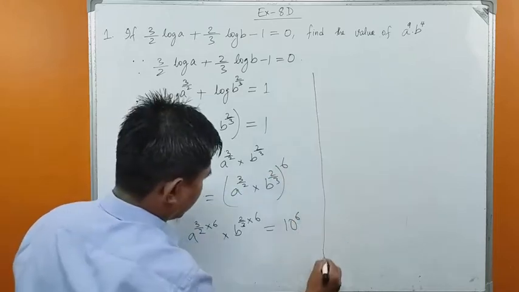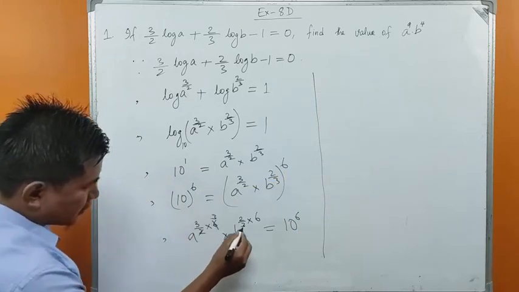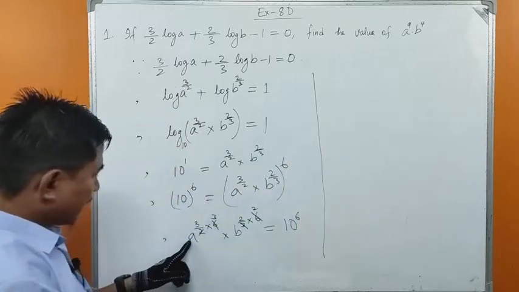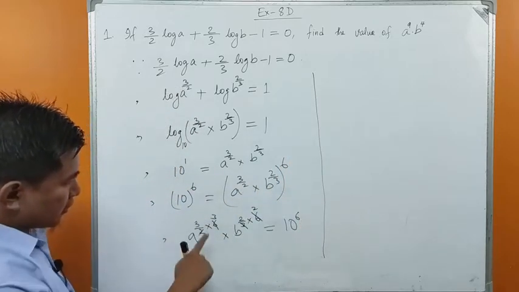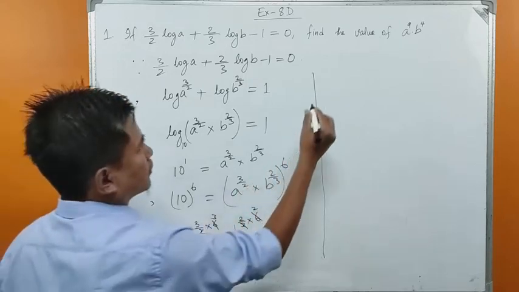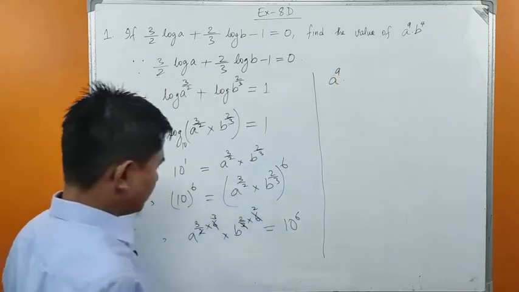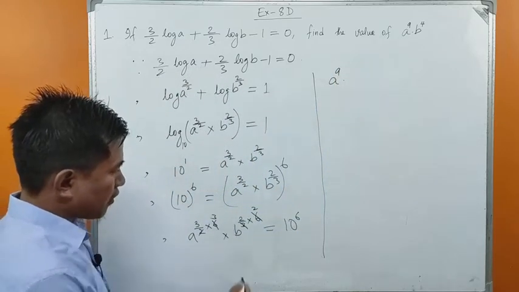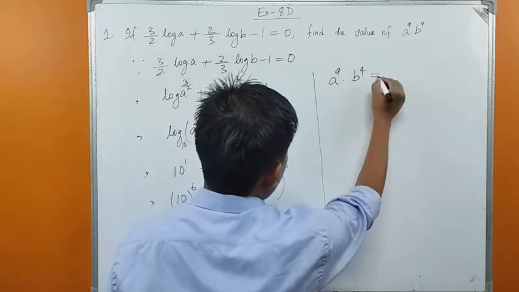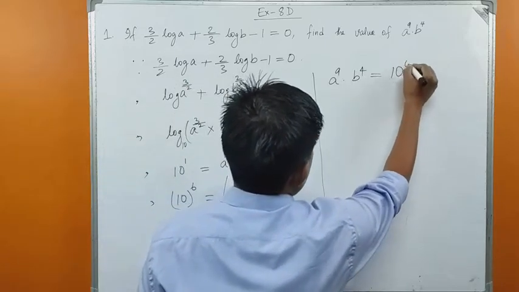Now let me continue here. So 2 3s are 6, 3 2s are 6. Now we have a to the power 3 into 3. This 3 is in the numerator, so we should multiply. A to the power 3 into 3 is a to the power 9. A to the power 9 into b to the power 2 into 2 is 4. B to the power 4 equals, in the right hand side we have 10 to the power 6.